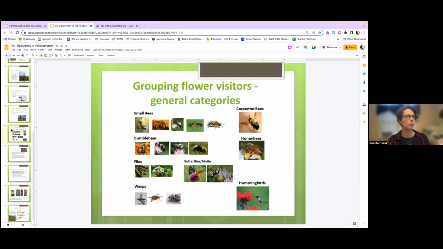And then we're focusing mostly on pollinators. We're looking at different types of pollinating insects as well as hummingbirds, which we do have in this part of the country. And then hopefully looking at some images in order for students to be able to recognize some of the differences and similarities between them.